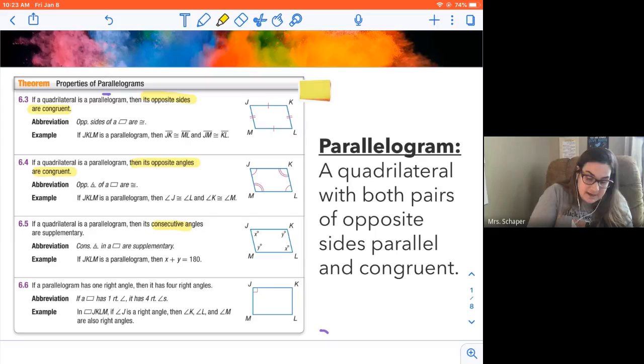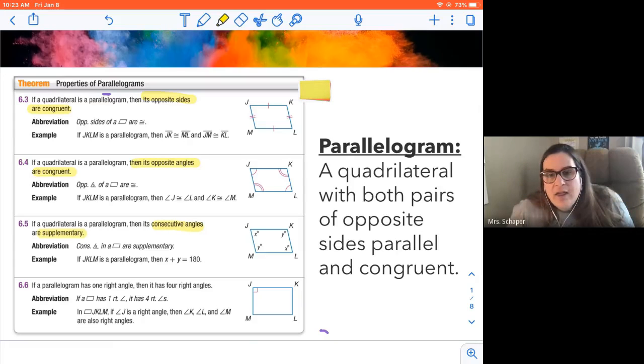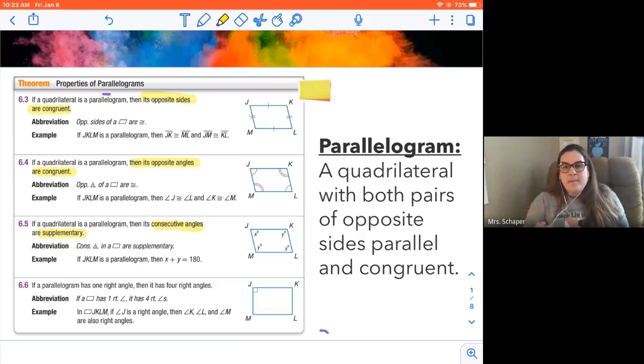If a quadrilateral is a parallelogram, we also know that consecutive angles are supplementary, and that means that they have a sum of 180. And we also know that if a parallelogram has one right angle, then it has 4 right angles. So I'm going to give you some time. I want you to pause the video and make sure you get this information put down. These are all parts that are going to be true to parallelograms.